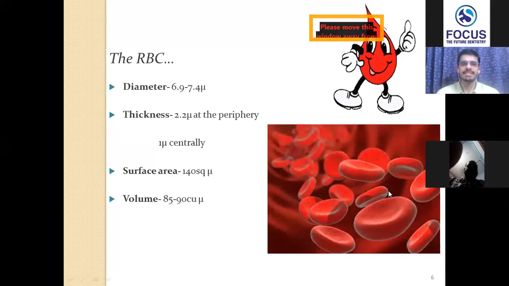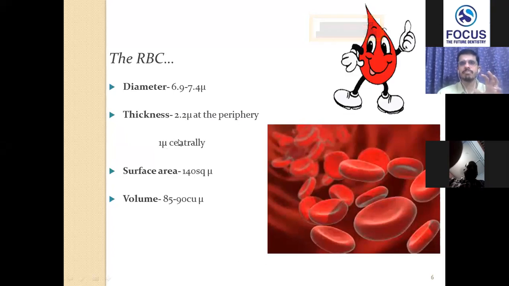Okay, it has a diameter of about 6.9 to 7.4 microns, and it has a biconcave shape. Note the diagram here. See this, it's a central depression with a peripheral extension. It has a biconcave shape, as a result of which it has a thickness of about 2.2 microns at the periphery and 1 micron centrally. So it's compressed towards the center and is dilated towards the periphery. It has a surface area of about 140 square microns and a volume of about 85 to 90 cubic microns.